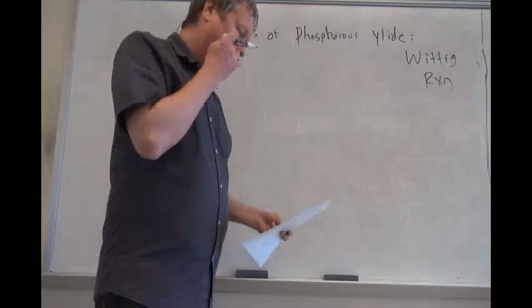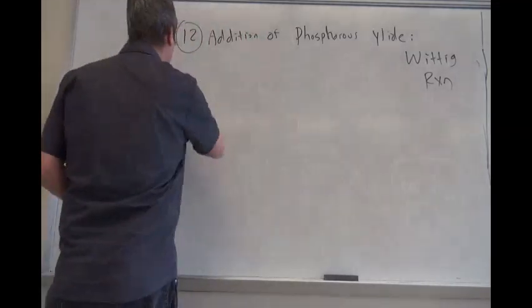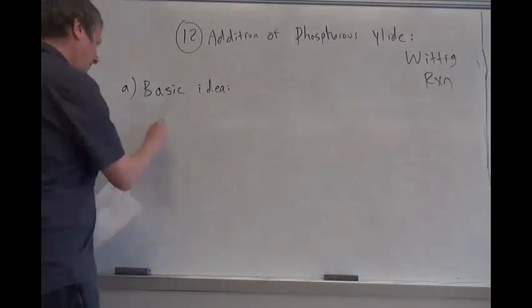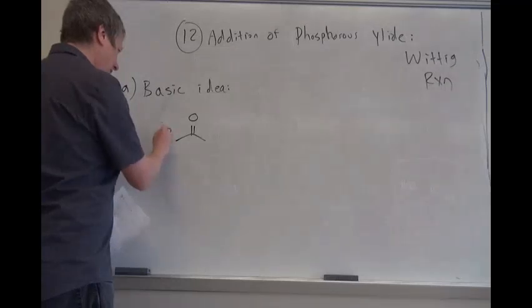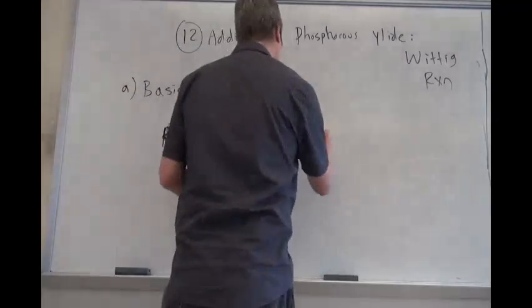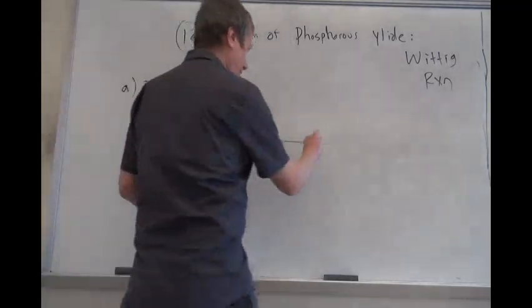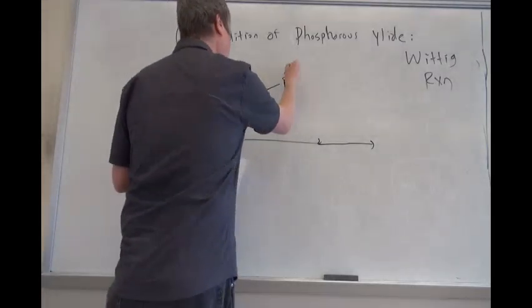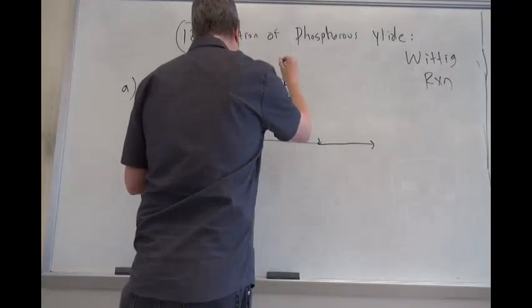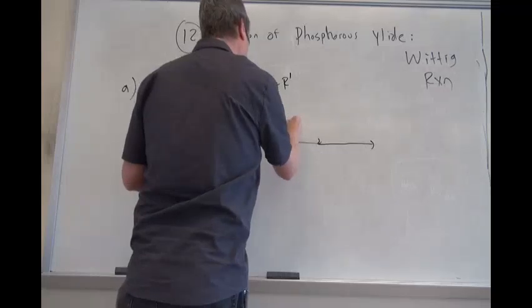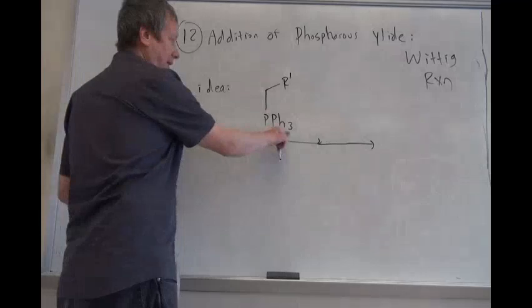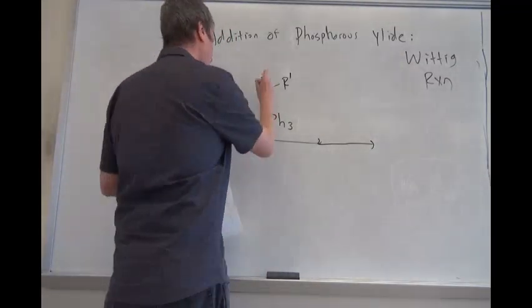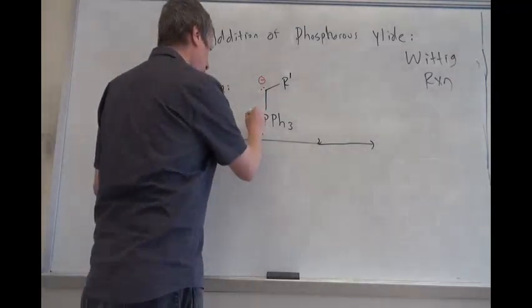Okay? All right, so the basic idea of this reaction is this. You've got a ketone or aldehyde. You're going to react it with something, and the something is a little bit of a structure we have to draw. It's R-prime, PPh3. What's Ph? Ph is phenyl, the benzene. We're not drawing that. P, of course, is phosphorus. So what you've got now is a negative charge on the carbon and a positive charge on the phosphorus.